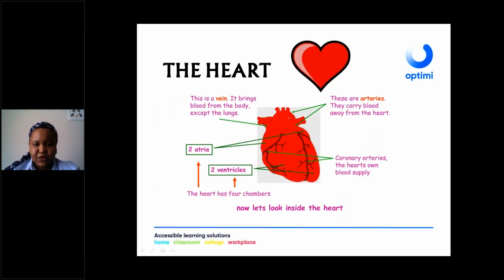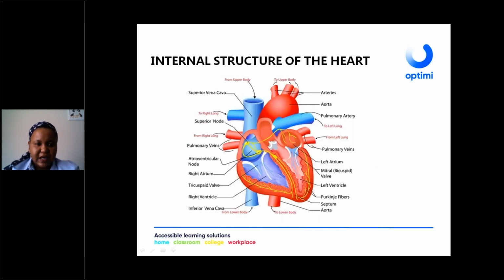Okay, so we already went through that slide showing us the external structure of the heart. From the outside, we will see the four chambers, and we will see the vein and the artery. Now, this is what it looks like from the inside. Okay. Beautiful work of art. Okay. I've spoken of the superior and the inferior vena cava.